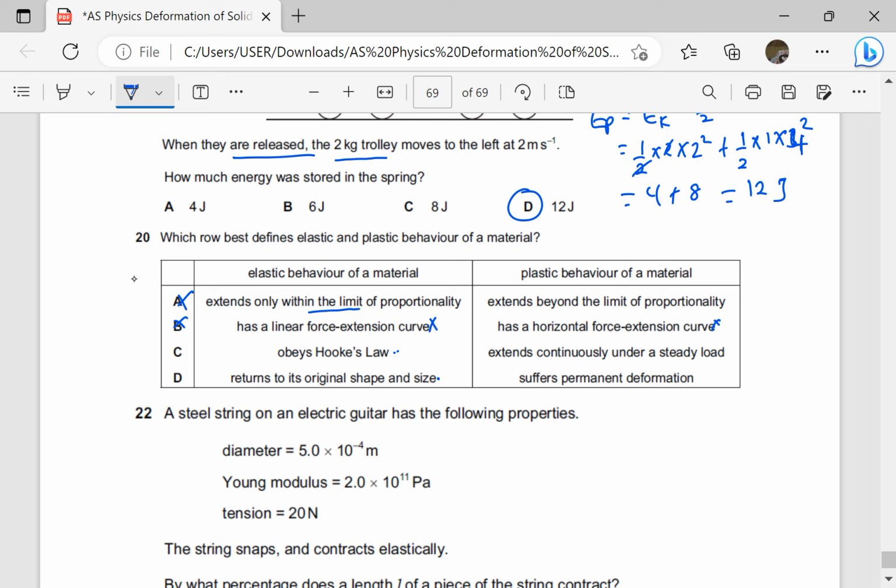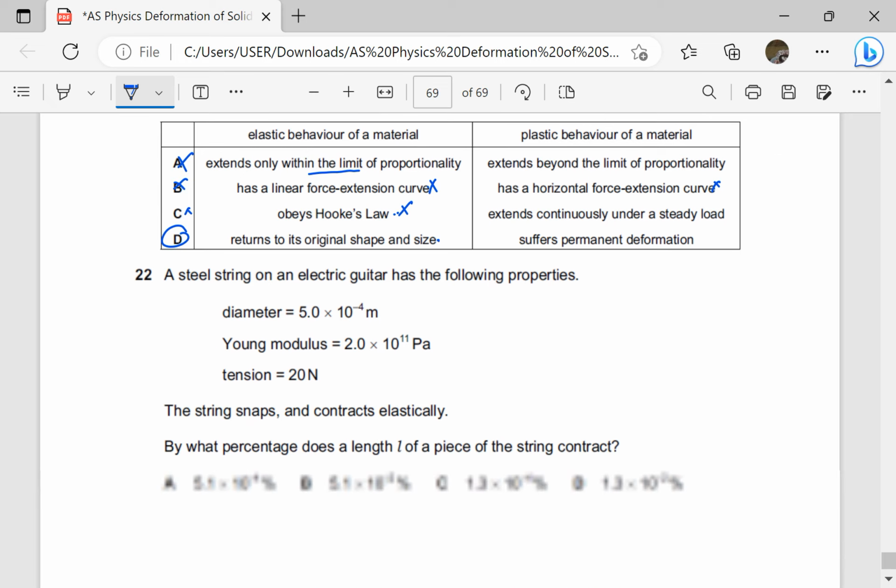So B is out. Obeys Hooke's law. Rubber does not obey Hooke's law, but still has an elastic behavior. So this one is out. So this means our answer is going to be D. Returns to its original shape and size and suffers permanent deformation.